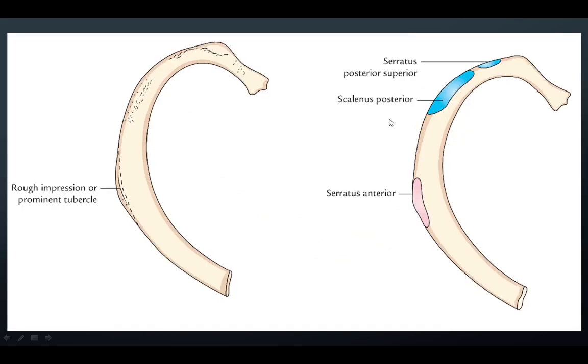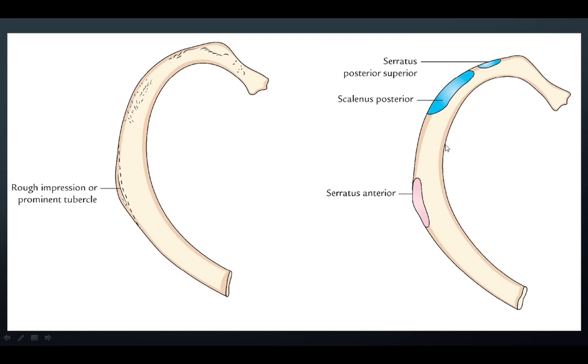And the main attachments on the second rib are here. The serratus anterior muscle provides an attachment on the second rib, so it has a tubercle here. Then scalenus posterior muscle and the serratus posterior superior muscle are the other attachments to the second rib, and the rest of the features are similar to a typical rib. You have the external intercostal here, the internal intercostal here.